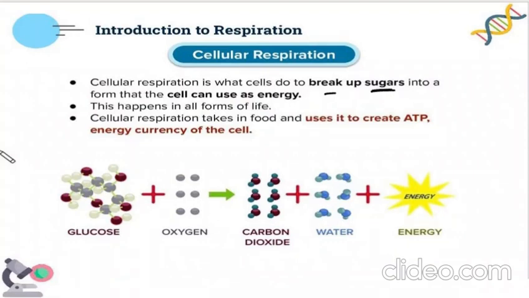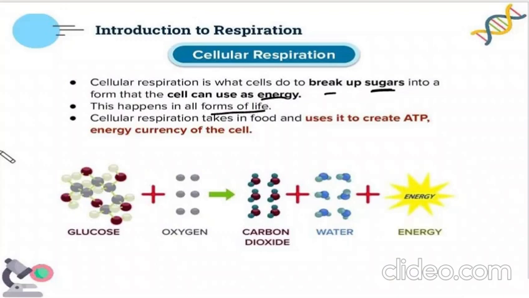Cellular respiration is what cells do to break up sugars. Cellular means we are talking about the cells here. Cells break up these sugars into a form that we can use as energy. The sugars are broken down into simple forms and energy can be obtained from that. This happens in all forms of life, plants, animals, everywhere.